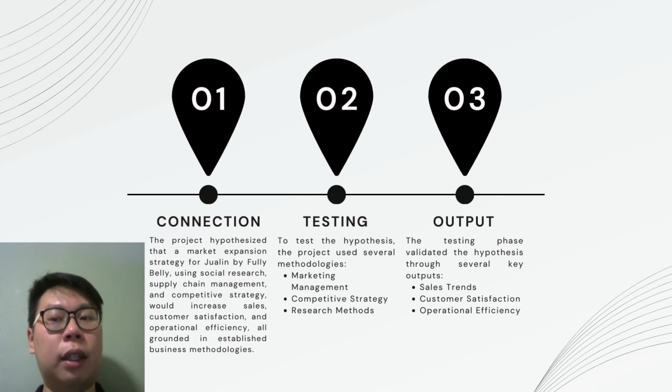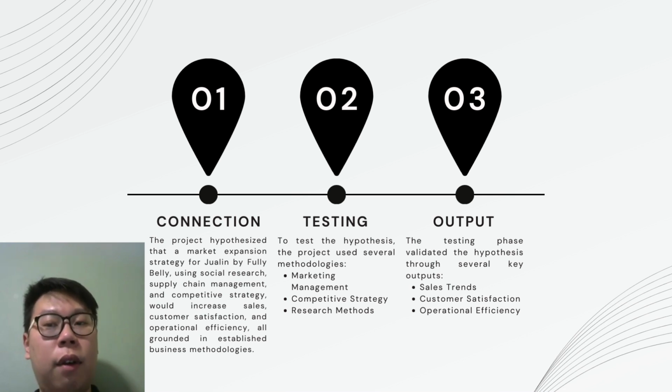The testing phase validated the hypothesis through several key outputs. First, the sales trend. Sales volume significantly increased after implementing the market expansion strategy, supporting the hypothesis that such a strategy would boost sales. Next, the customer satisfaction. Results show improved customer satisfaction, particularly in service quality and menu variety, aligning with the hypothesis. Last, the operational efficiency. Operational processes improved with reduced wastage and faster service times, confirming that the supply chain and operation management strategy enhanced efficiency.